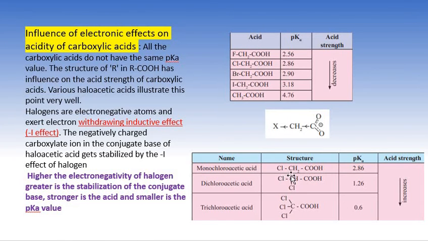Similarly, if only one chlorine substitutes one hydrogen atom, it has this pKa value, and dichloroacetic acid has this pKa value. So what is happening? The pKa value is decreasing. So the acidic strength is increasing.